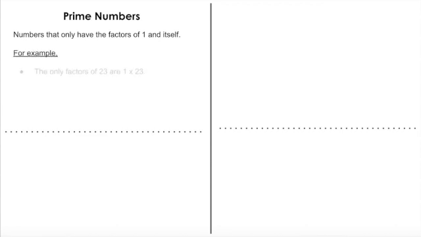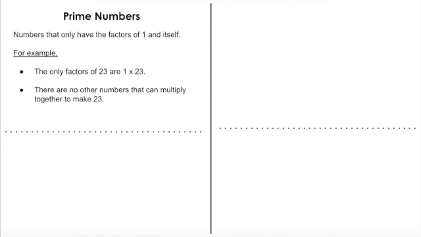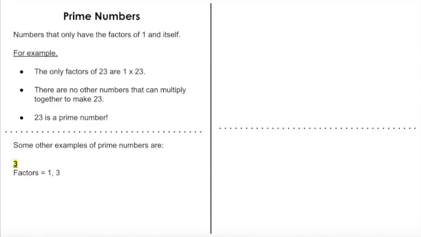So, for example, the only factors of the number 23 are 1 times 23. There are no other numbers that can multiply together to make 23. So that means that 23 is a prime number. Some other examples of prime numbers are 3. So 3's only factors are 1 and 3. There are no other numbers that can multiply together to make 3. Another one is 17. The only factors of 17 are 1 and 17. You can't multiply any other two numbers together to make the number 17. So 17 is a prime number.